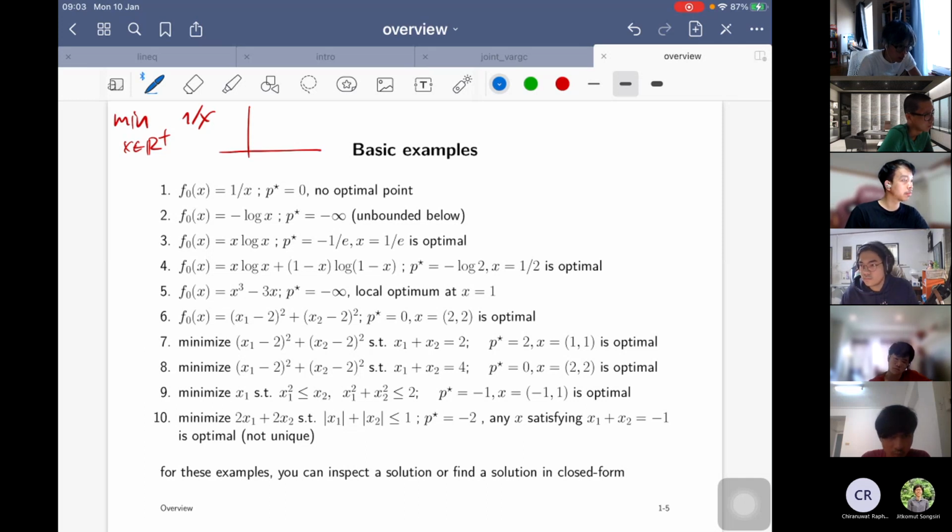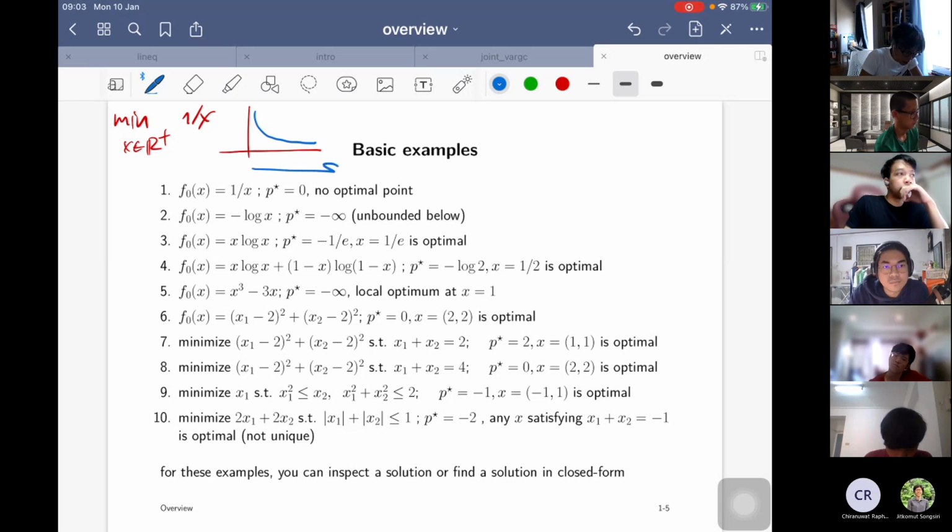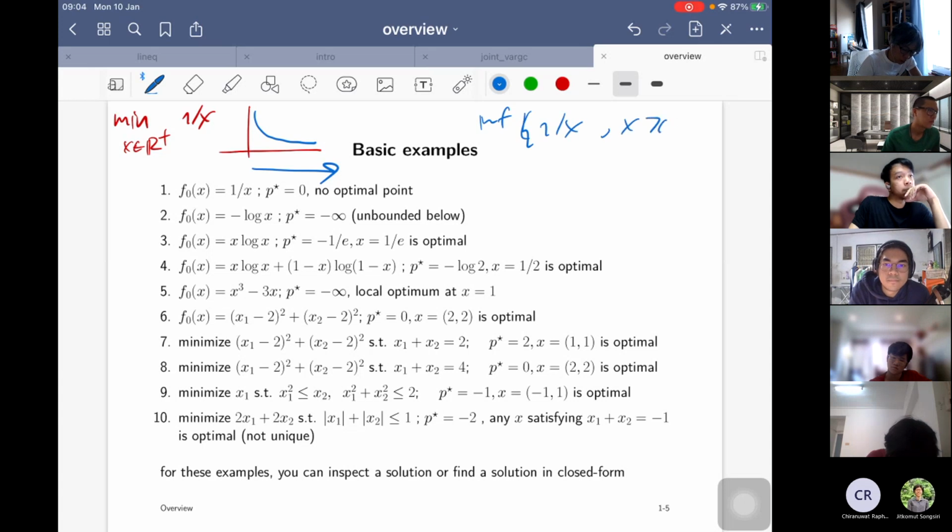So 1 over x, the graph looks like this, right? You're going to find all these x on the right half plane, I mean, on the real axis. You see the infimum of the function 1 over x, where x is non-negative. Is it clear that the infimum is 0? Yes. Okay, the infimum is 0.